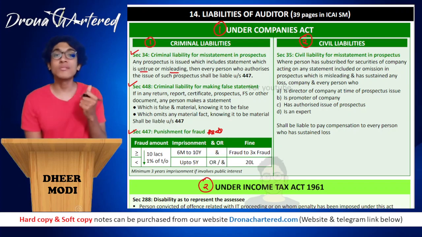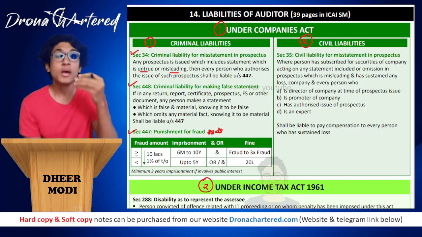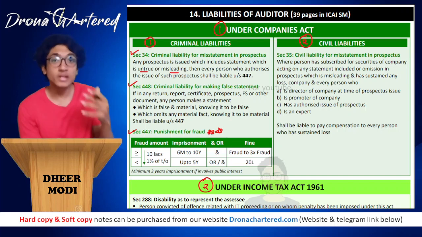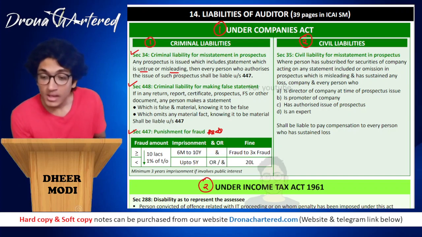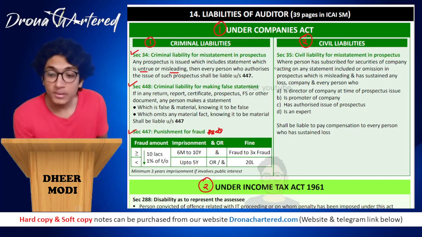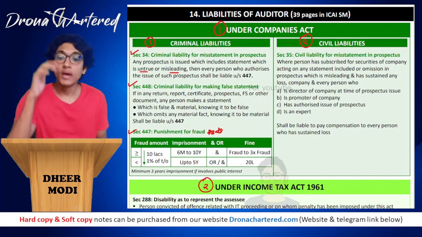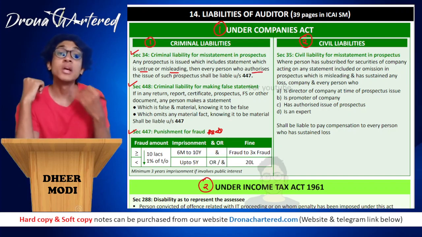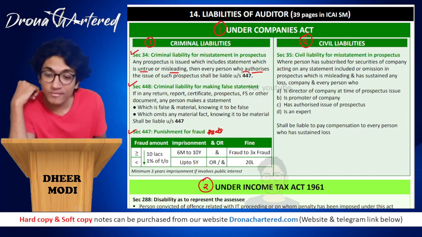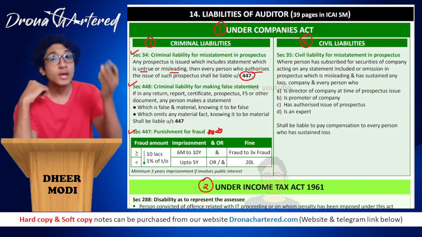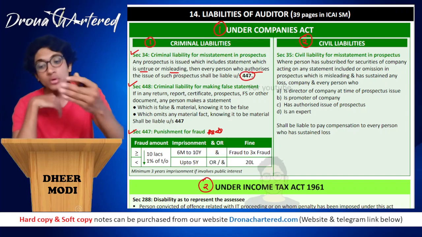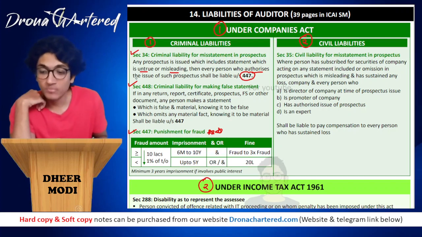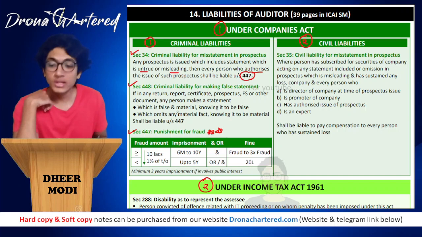That means either there is a false statement, or the statement means something else but its meaning as interpreted is something else. Then every person who authorizes the issue of such prospectus shall be liable under section 447. So remember, even after section 34, he will still be liable under section 447. That is your fraud.